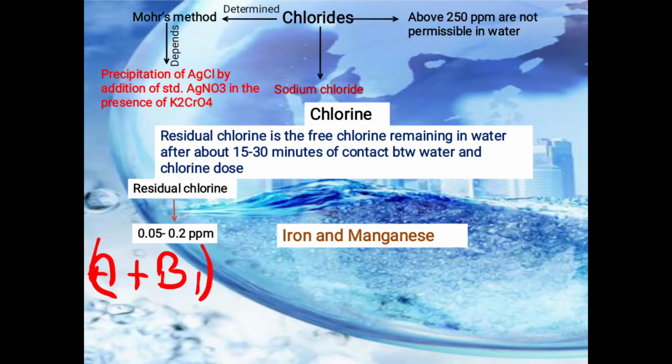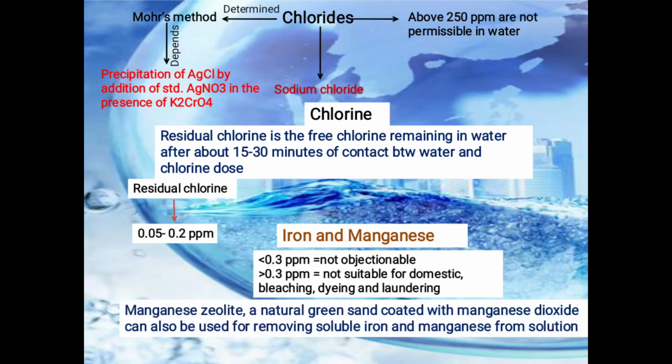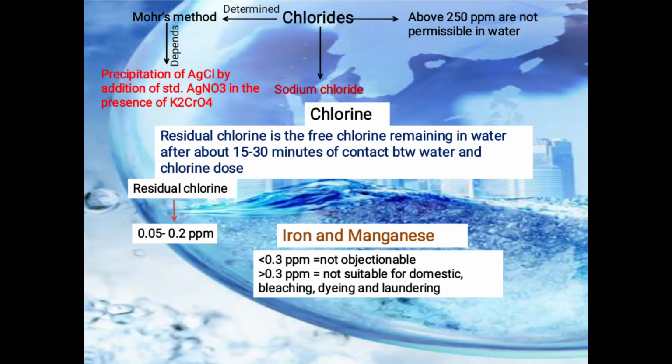Next, iron and manganese. These are generally found in water. If these are present at less than 0.3 ppm, it is not objectionable. But if it exceeds 0.3 ppm, the water is not suitable for domestic purpose, bleaching, dyeing and laundering purposes. The presence of iron and manganese in water makes a brownish red color in it, leads to the growth of microorganisms and corrodes the water pipes. Iron and manganese also cause taste and odor in the water.